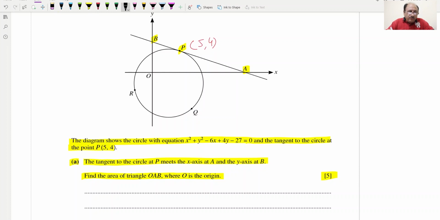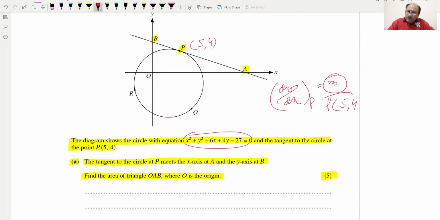So first of all, we will find the gradient of AB at P. Basically, for the gradient of this circle, we will use the given equation of the circle, and we will find dy by dx at P. So dy by dx at P we will use as the m value, and then we will use the point P, which is 5 and 4, and we will write the equation of AB.